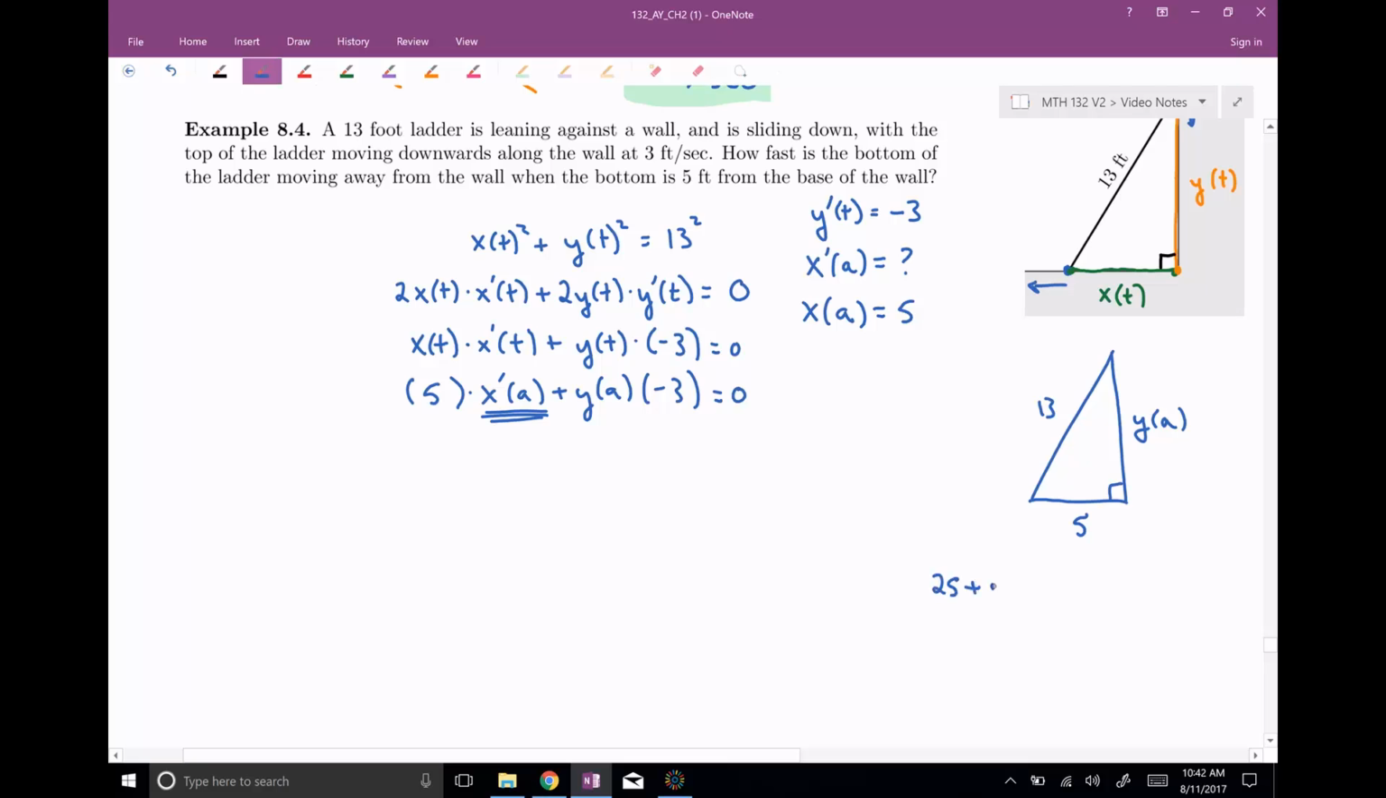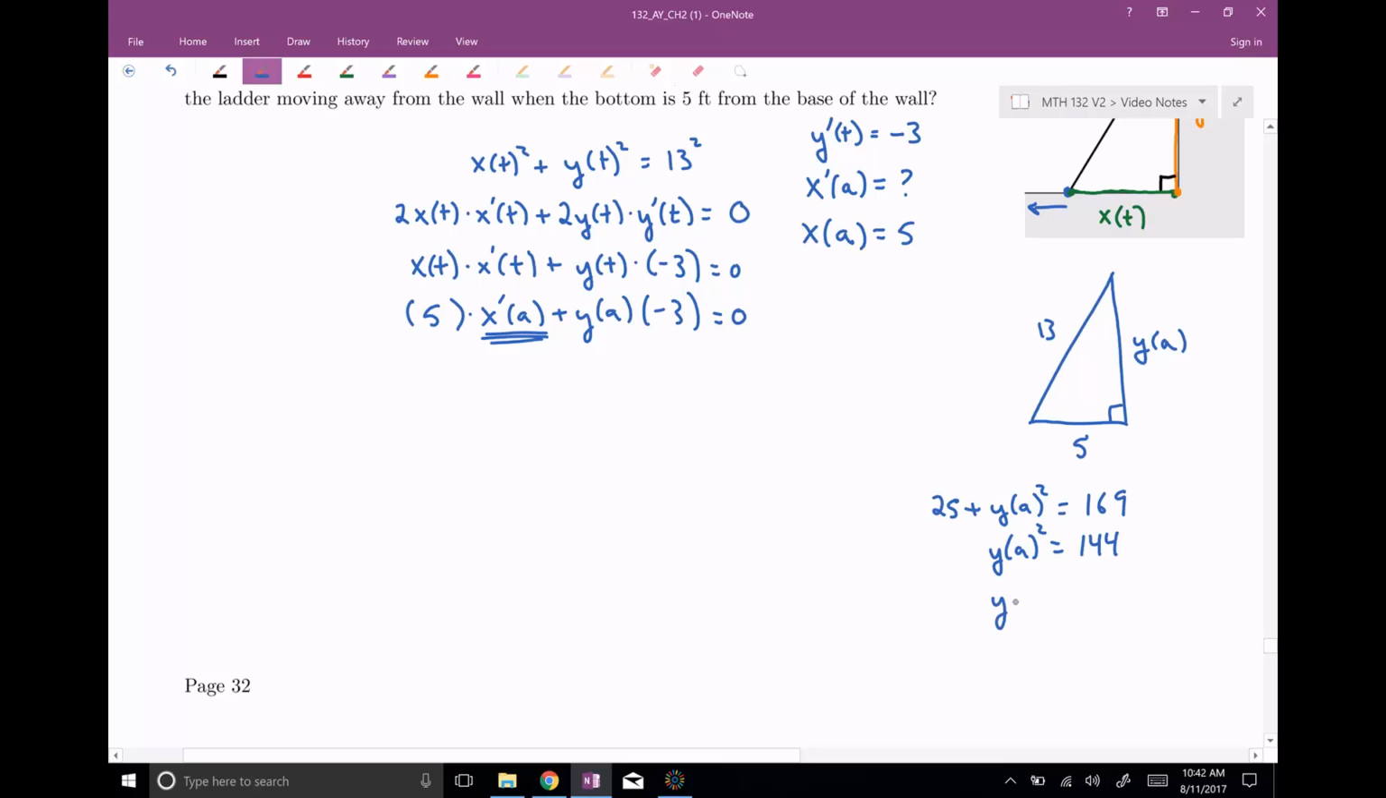Let's go ahead and move this over, and I'm going to get y of A squared is equal to 144. And then if I take the square root on both sides, I'm going to get y of A is equal to technically plus or minus 12. But remember, this is a height, right? So it's going to have a positive value. And therefore, we can exclude this negative one, and it's just going to be positive 12. So y of A in this case is positive 12.